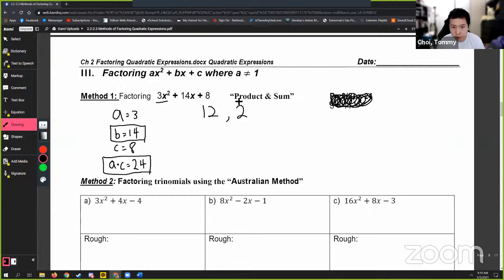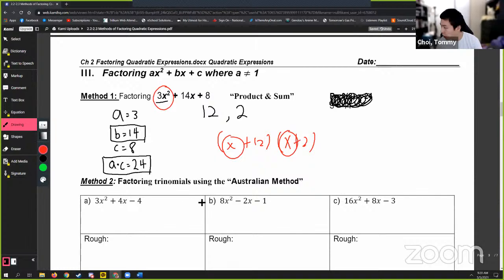So we're going to write the two numbers down, 12 and 2, but we don't put them in the brackets right away. The reason why is because we still have this 3 in the front. If we do x times x plus 12 and x plus 2, that's not going to give us 3x squared. That's going to give us x squared. So we do have to change the method if A is not 1.